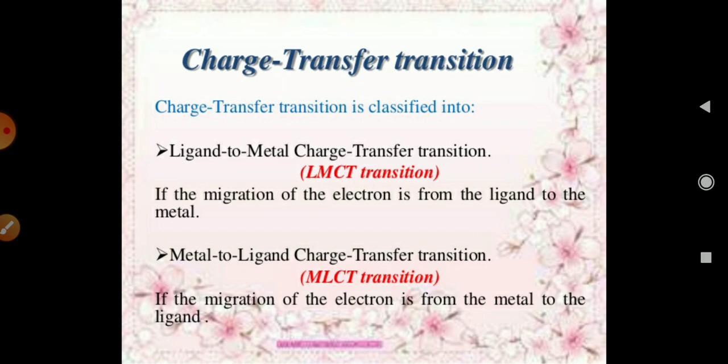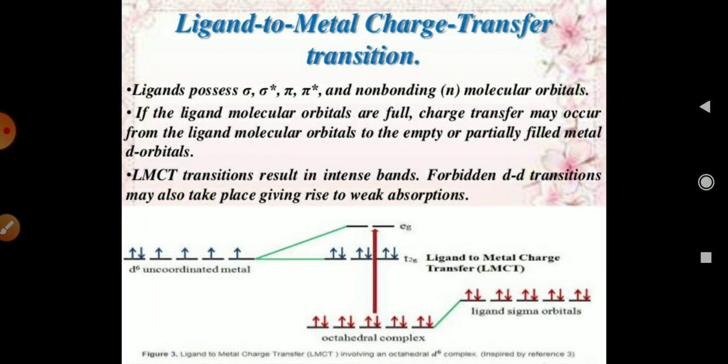In LMCT, the migration of electron is from ligand to metal, and in metal to ligand charge transfer spectra, the migration of electron is from metal to ligand. So the first is ligand to metal charge transfer spectra.